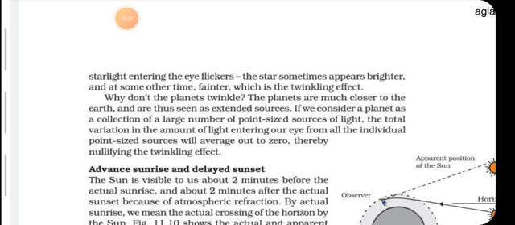If we consider a planet as a collection of a large number of point-sized sources of light, the total variation in the amount of light entering our eye from the individual point-sized sources will average out to zero, thereby nullifying the twinkling effect. Fine. So stars twinkle at night, but the planets do not twinkle at night, as they nullify the twinkling effect.